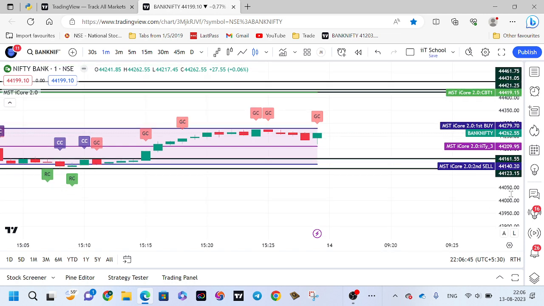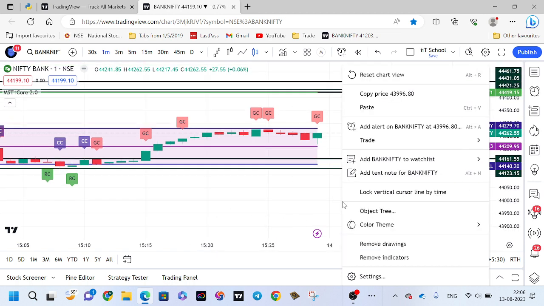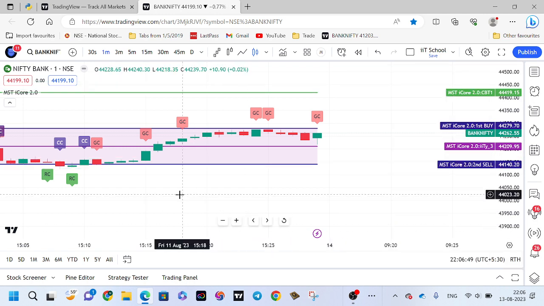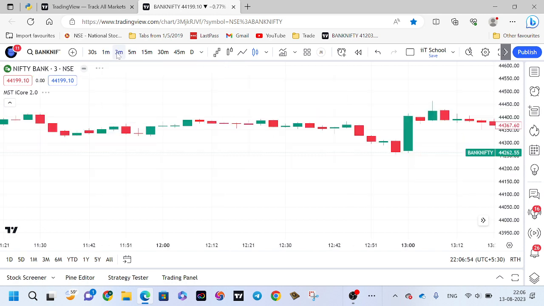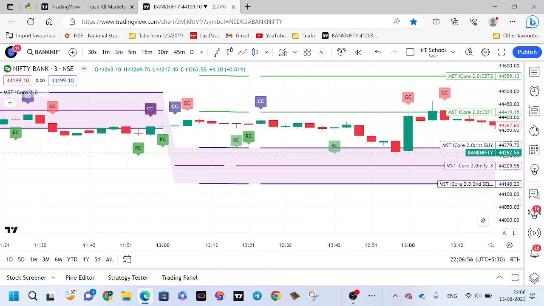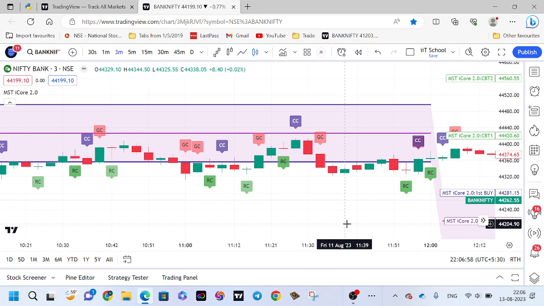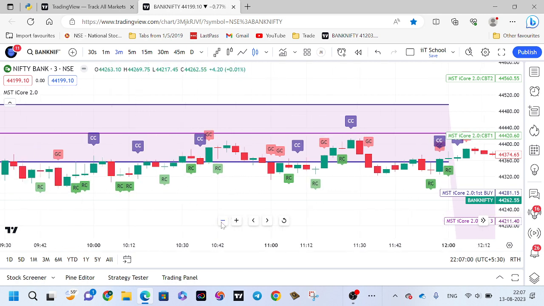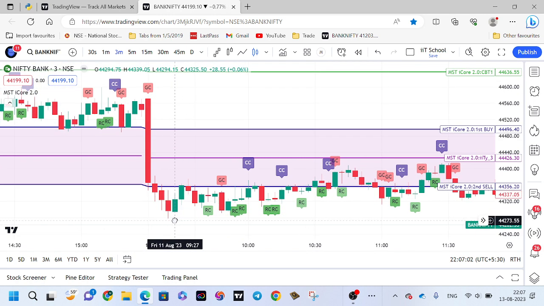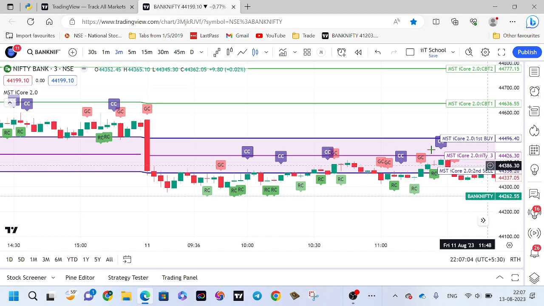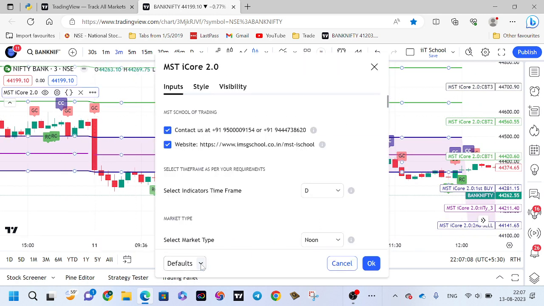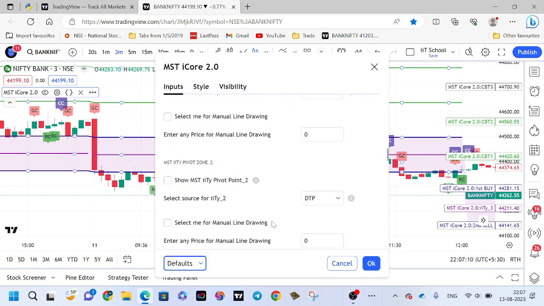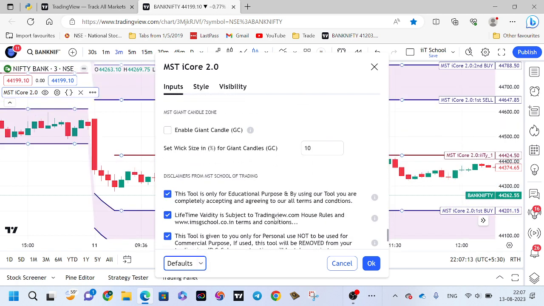Now I will explain one more concept, when to avoid the trade. When to avoid the trade. For example, I will keep it in the 3 minutes time frame for better understanding. See here, in the morning I will give reset settings and I will enable only the Giant candle.